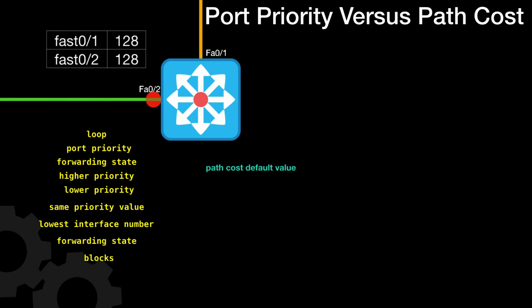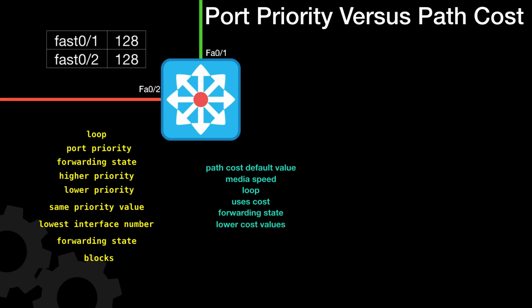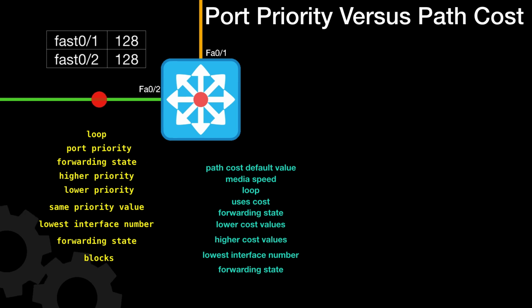The spanning tree path cost default value is derived from the media speed of an interface. If a loop occurs, spanning tree uses cost when selecting an interface to put in the forwarding state. You can assign lower cost values to interfaces that you want selected first and higher cost values that you want selected last. If all interfaces have the same cost value, spanning tree puts the interface with the lowest interface number in the forwarding state and blocks the other interfaces.